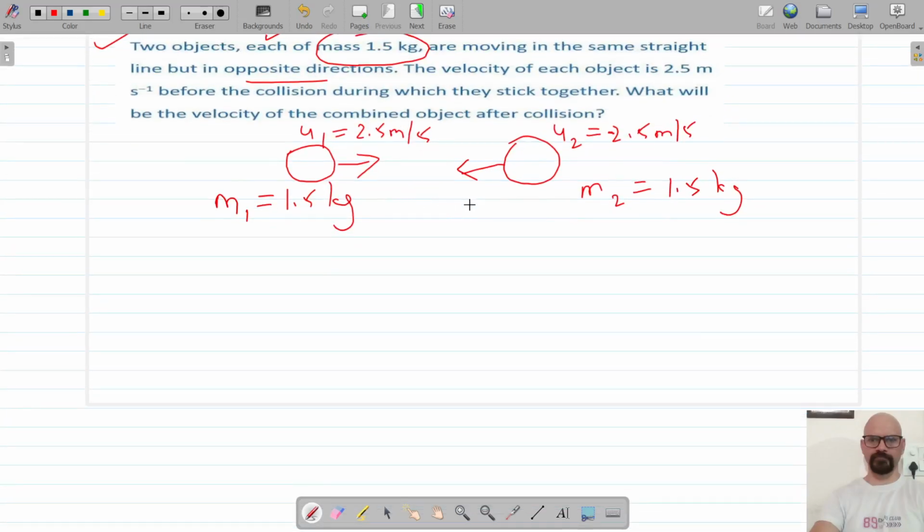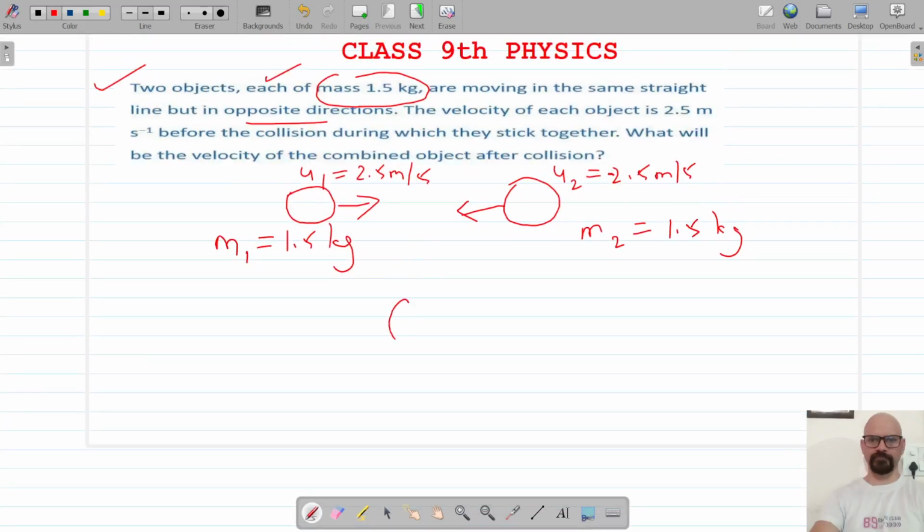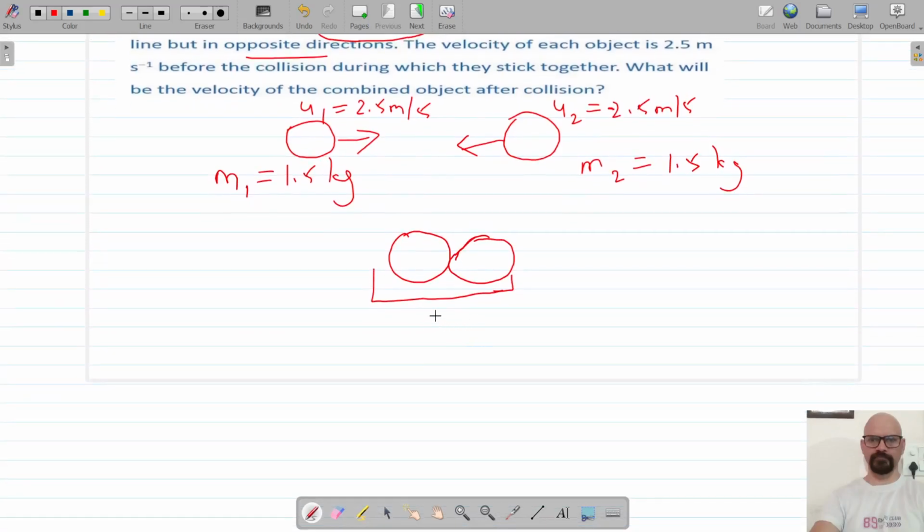So they are moving in opposite directions, they combine and stick together, it's given that they stick together, and now this is a combined object, moving with a velocity after collision. So let's say the velocity after collision is v.